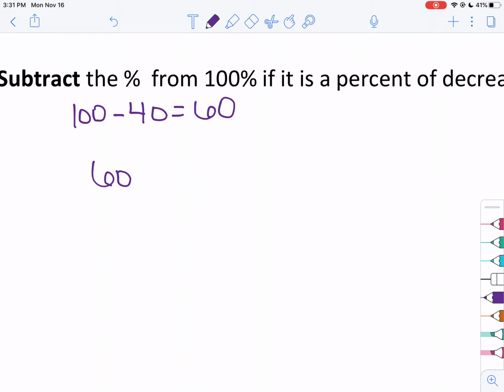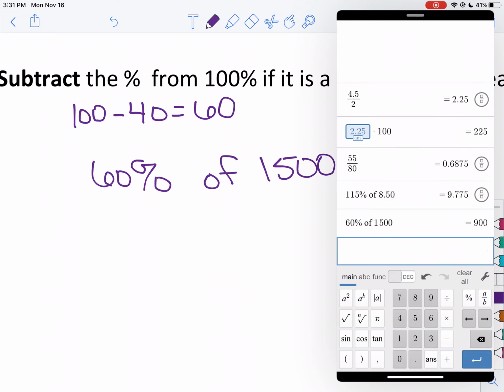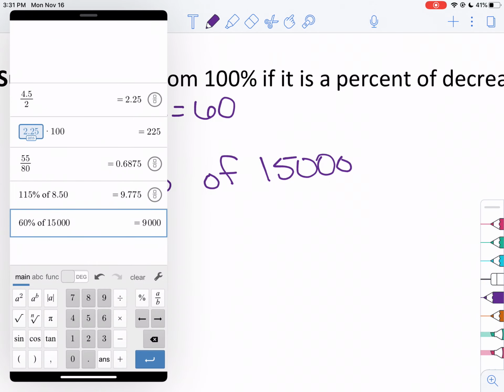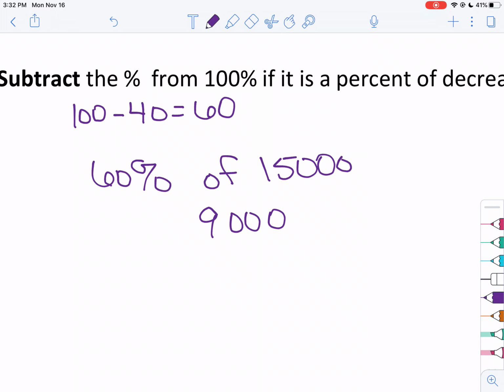So we need to do 60% of 15,000. Oh, not 1,500. We need 15,000. I forgot a 0. 15,000. And so that is 9,000. Would be 9,000 photos.